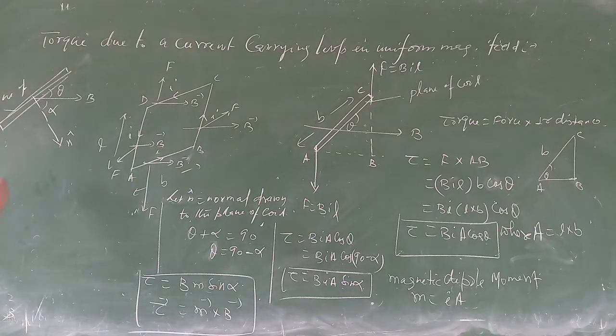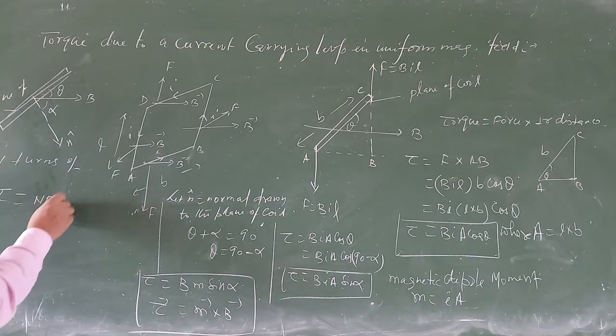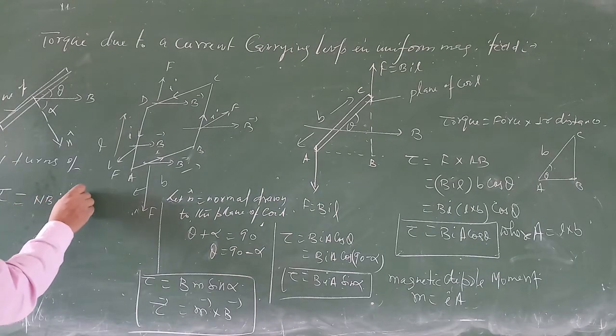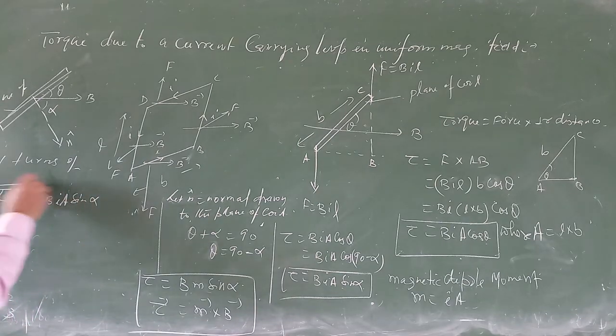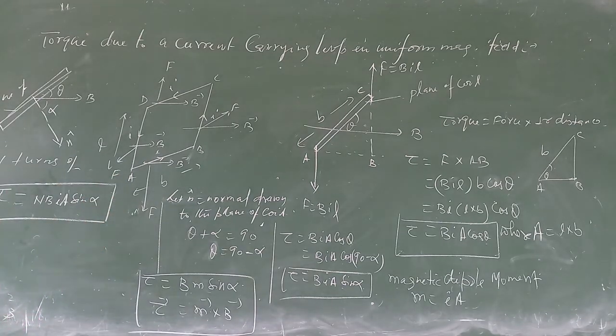And for n turns of the coil, you can write torque equals NBIA sin alpha. This is for n turns. NBIA sin alpha for n turns of the coil. Note down first.